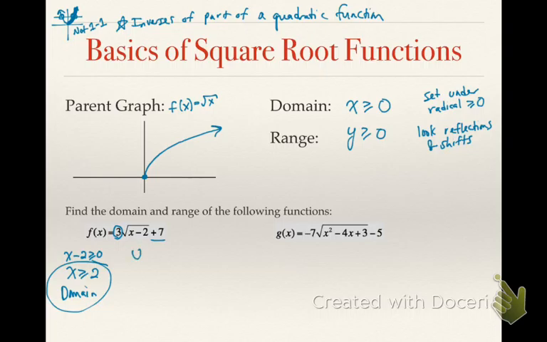For the range, it's dilated by a factor of 3, but there's no negative, so it's not reflected. It's just being shifted up 7 units. So you're going to take that y is greater than or equal to 0 and add 7 to it, so it gives me y is greater than or equal to 7 for the range.